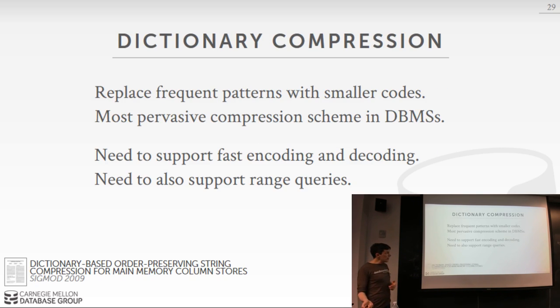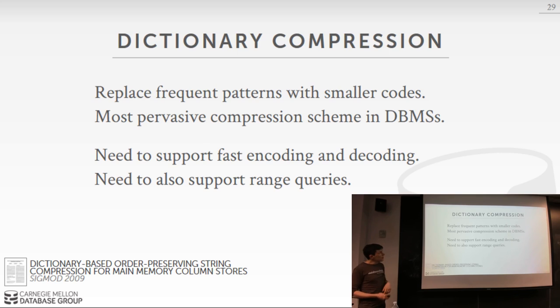All right, so in the remaining time, I want to talk about dictionary compression, because this was the paper you guys read, and this is probably the most prevalent compression scheme that's available in most database systems. If a database system says they're doing native compression, chances are they're doing dictionary compression. The key thing we have to deal with is that we need to make sure we can do fast encoding and decoding, because we need to quickly transform our values from the decoded form to an encoded form, and vice versa. And we also need to support range queries, because we want to operate directly on the compressed data without having to decompress everything.